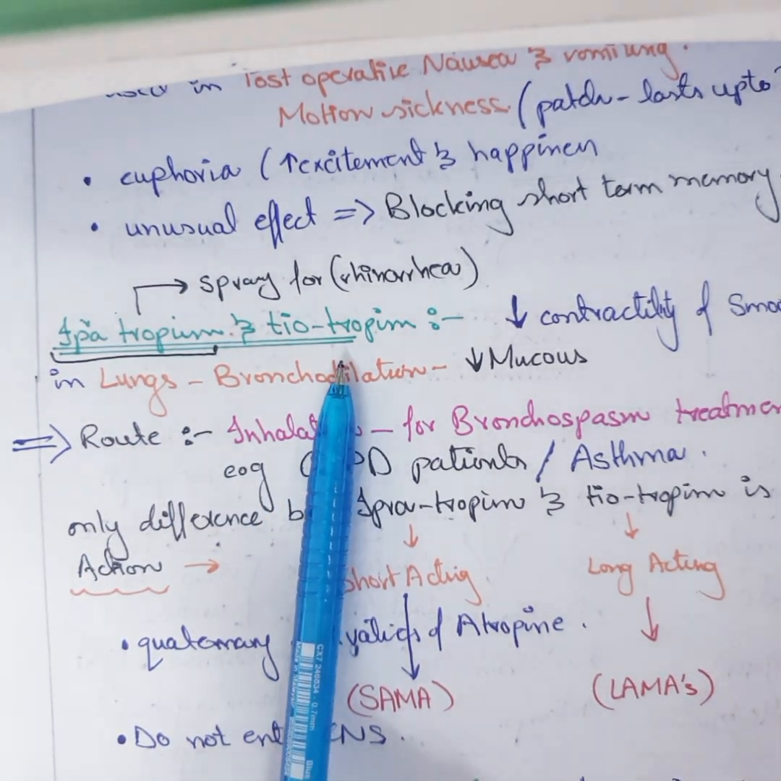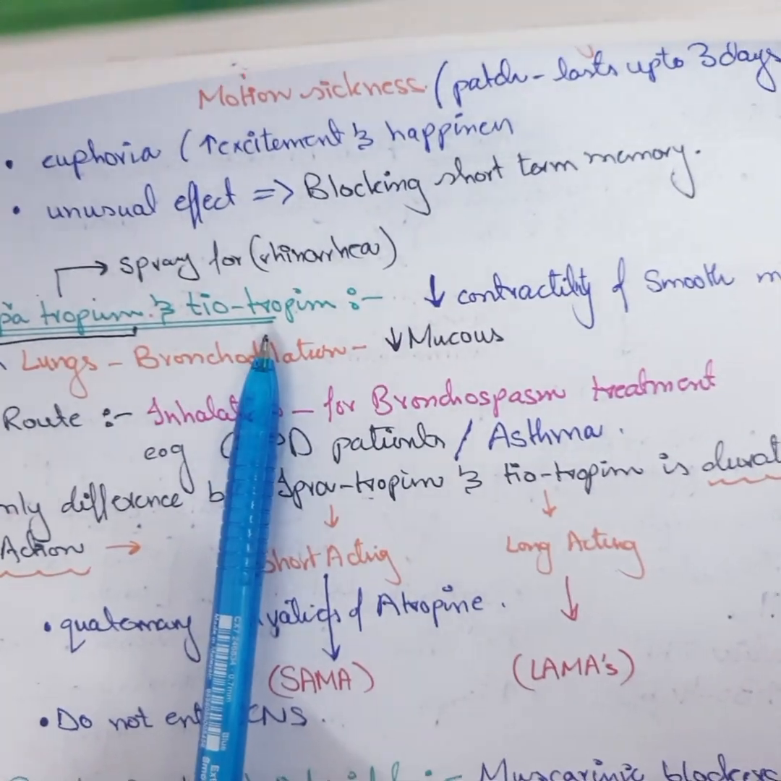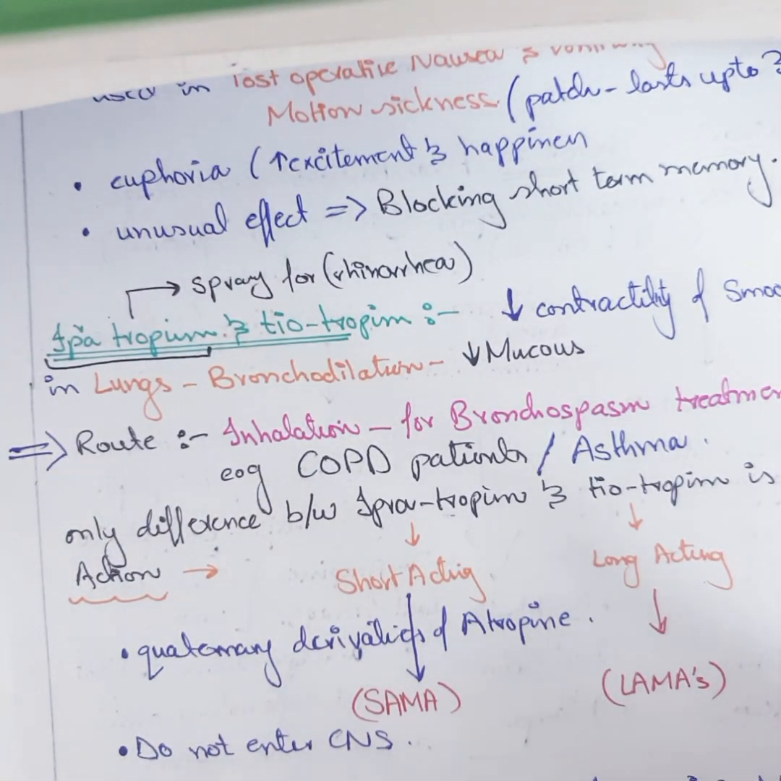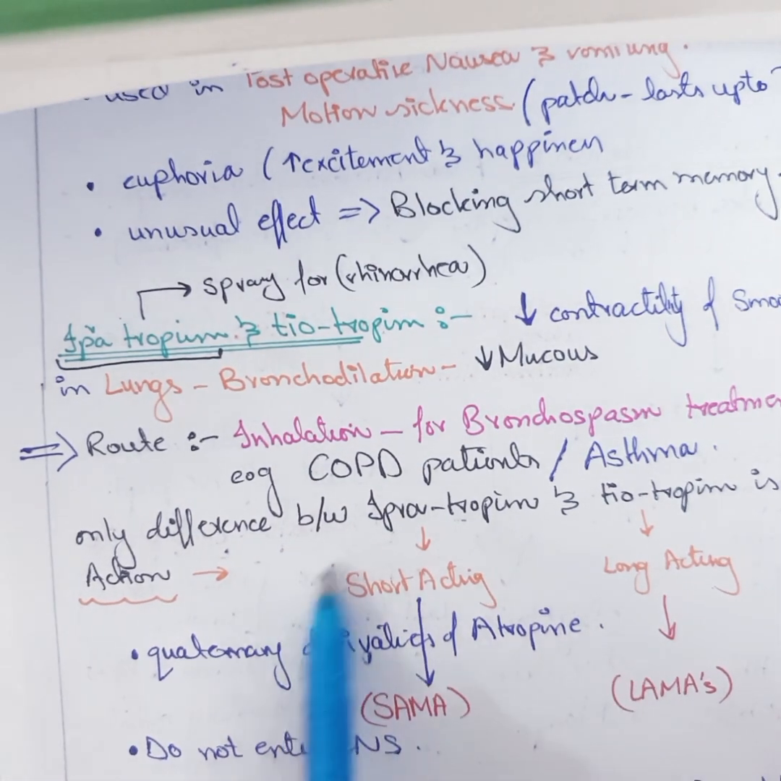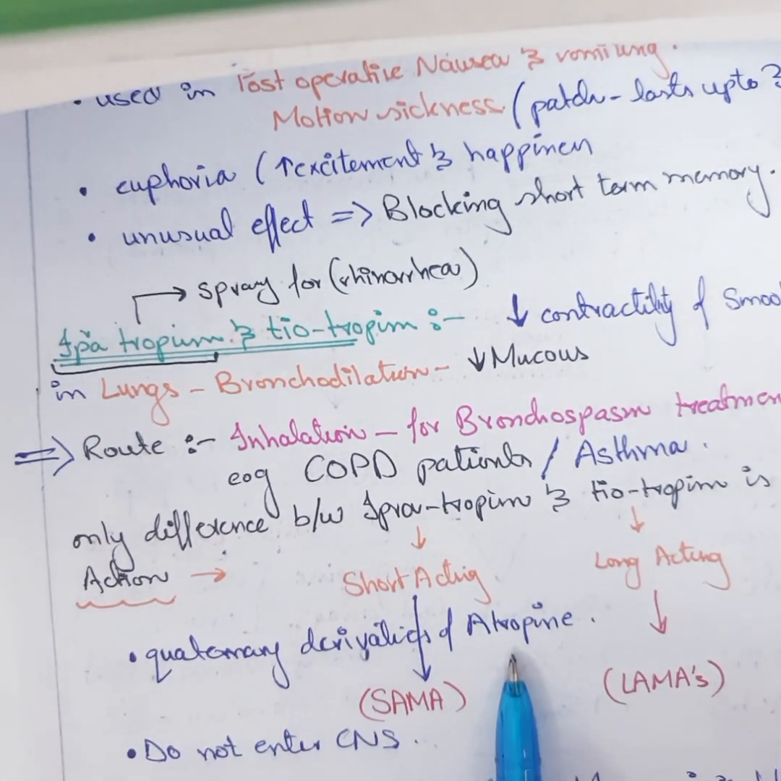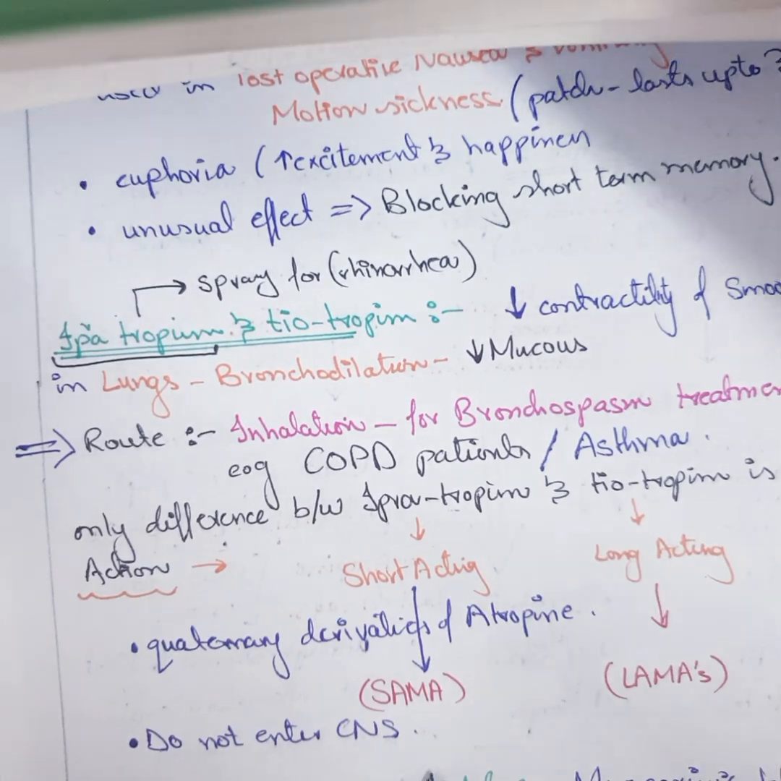Now let's move on to the ipratropium and tiotropium. These are the quaternary derivatives that eventually lead to the decreased contractility of the smooth muscles. So in lungs, it can cause the bronchodilation, decreased mucus, so we can use it for the treatment of the bronchospasms. The only way to give the ipratropium and tiotropium is the inhalation. For example, in COPD patients or asthma, we can give it to them through the inhalation. Only difference between ipratropium and tiotropium is again the duration of actions. These are the short acting, these are the long acting muscarinic agents, quaternary derivatives of atropine, and they do not enter the central nervous system.